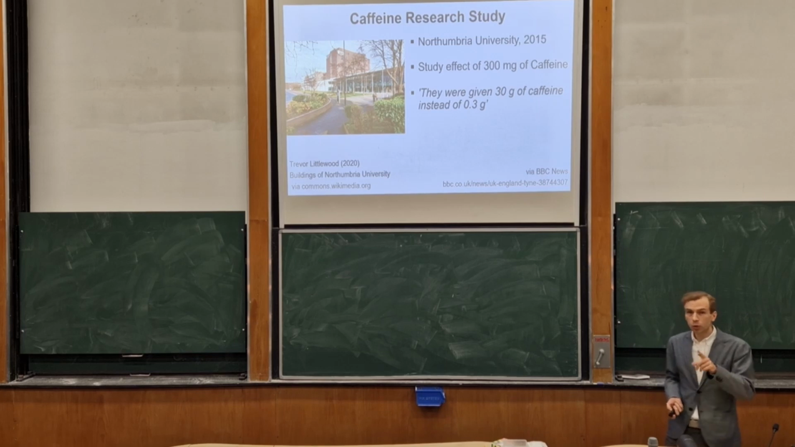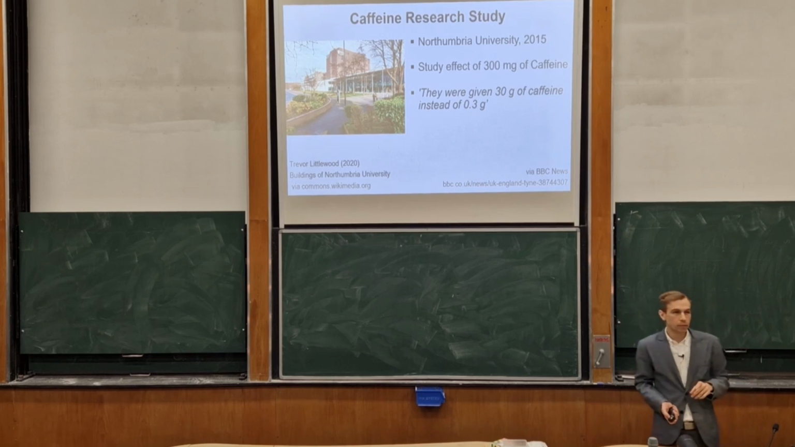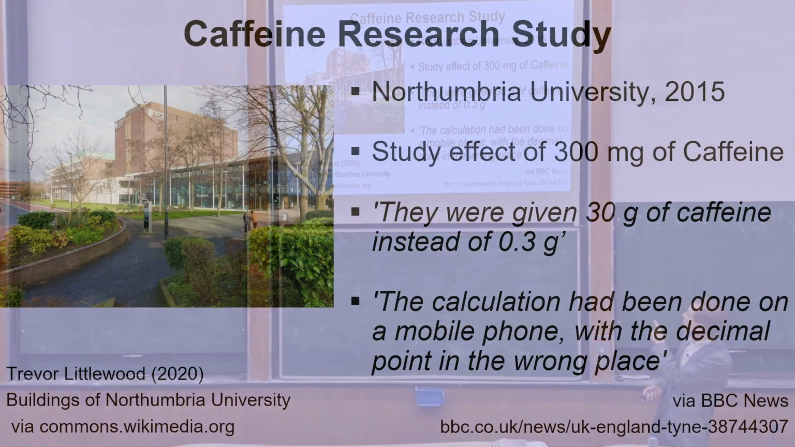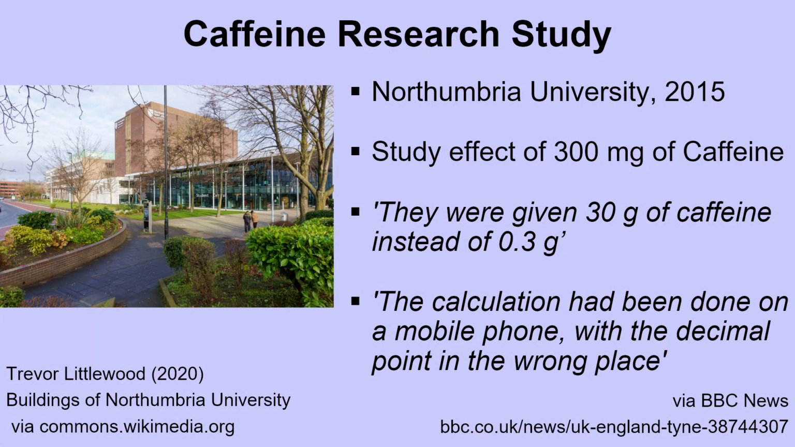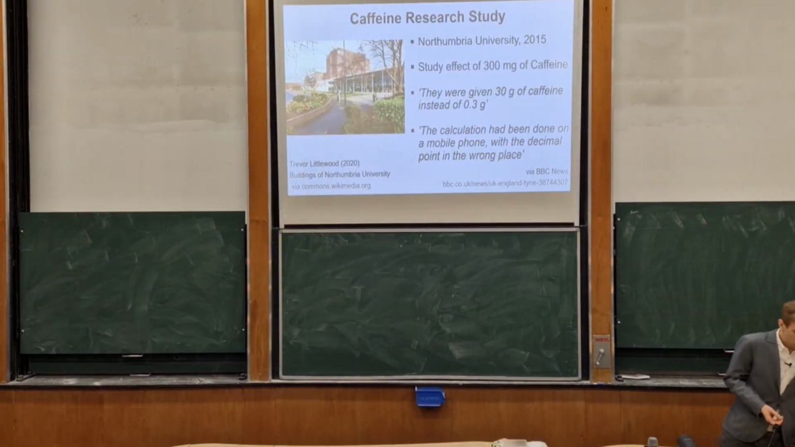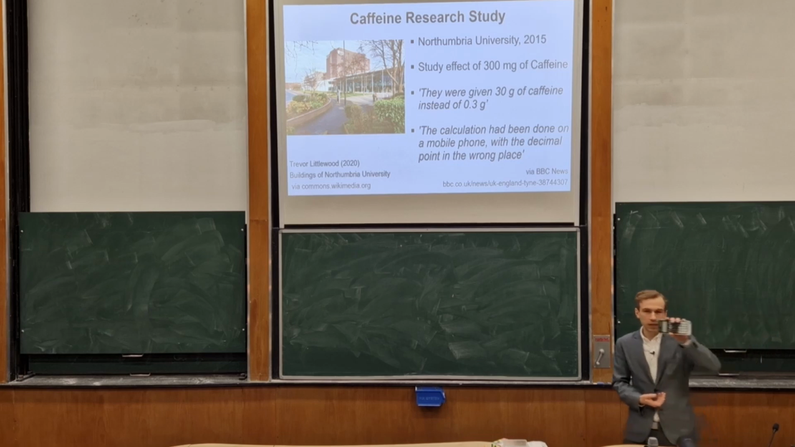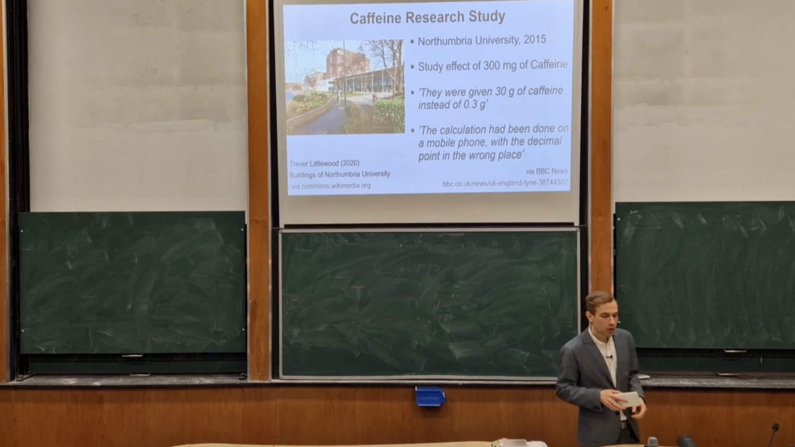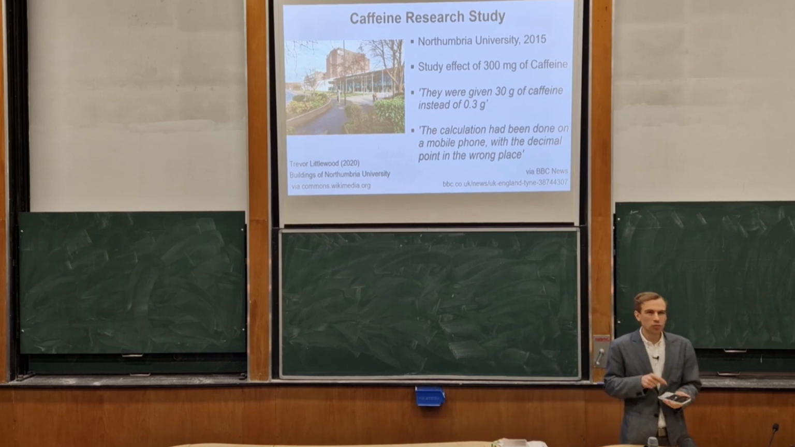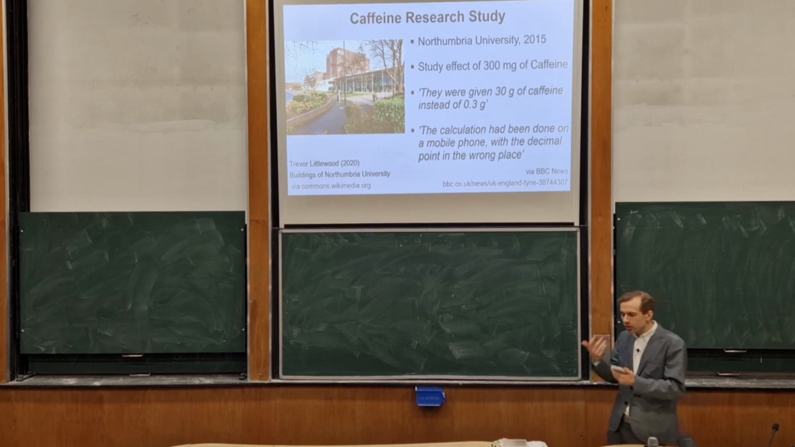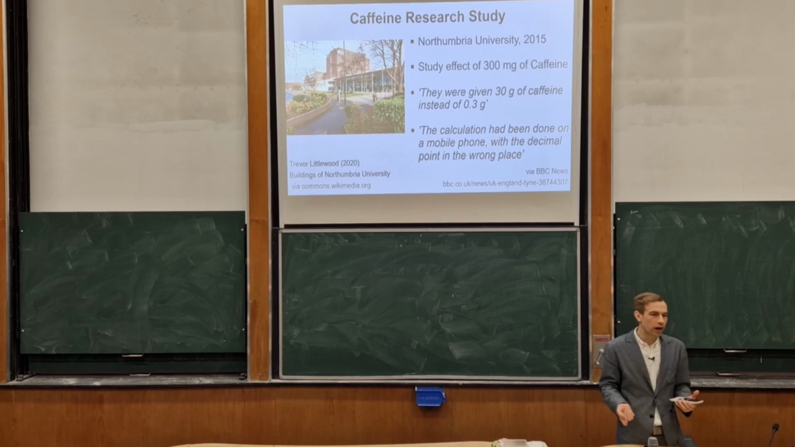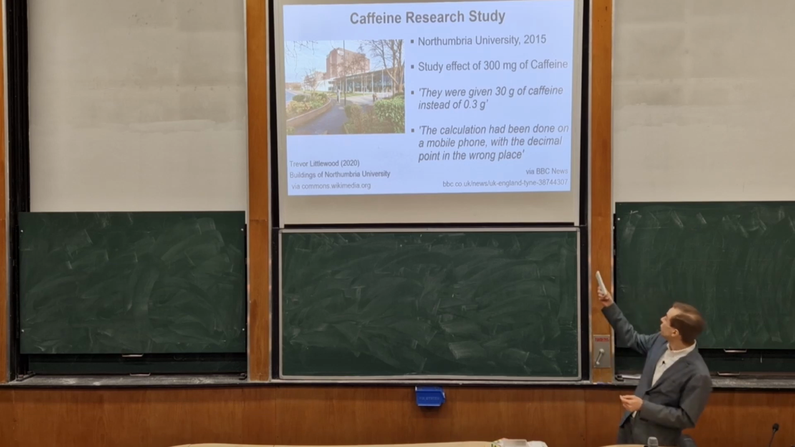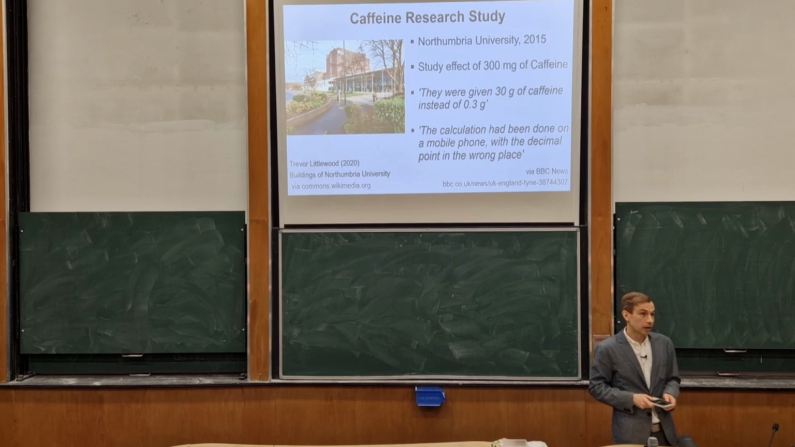There's another really interesting quote from this story that I'd like to emphasize: the calculation had been done on a mobile phone with the decimal point in the wrong place. It's really useful to get yourself a real calculator and not do calculations on your mobile phone. When you do calculations on your mobile phone, it's very easy to be a bit too hasty. You've got all your notifications and you're swiping all around and you just do the calculation real quick, and it's very easy to make a mistake like that.